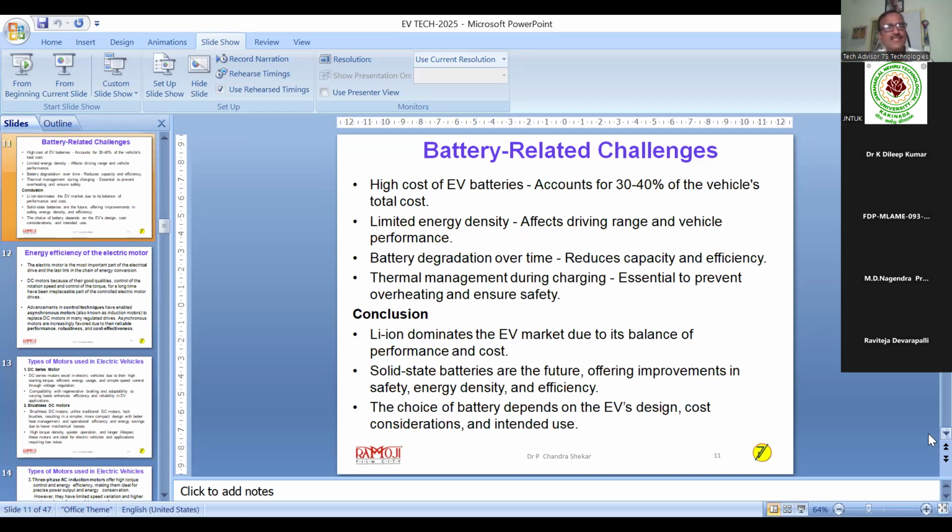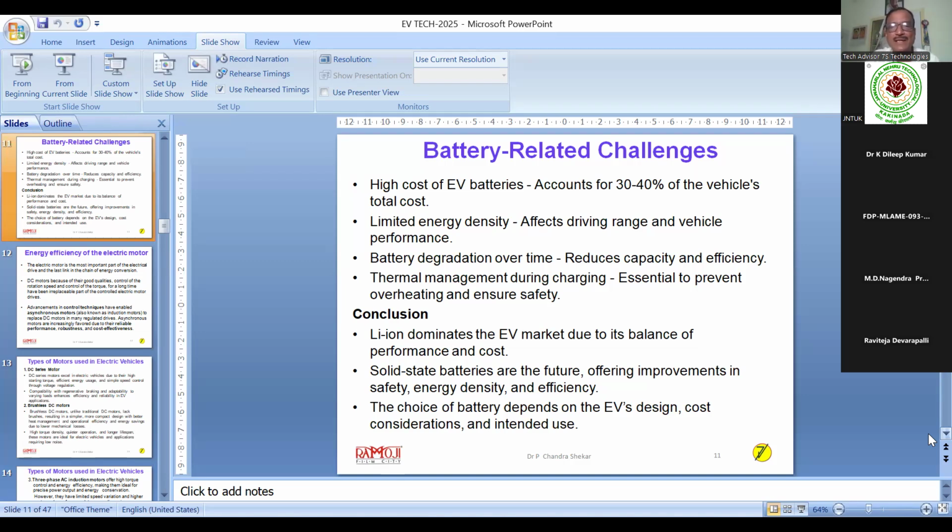Battery related challenges we face. High cost: EV batteries account for 30 to 40% of the vehicle's total cost. Limited energy density affects drive range and vehicle performance. So every time you have to be on guard. With petrol, wherever I go, I can fill the petrol and keep going. Whereas with battery vehicles, you have to charge. You need to have a charging station, and it takes time to charge also. These are the slight challenges.